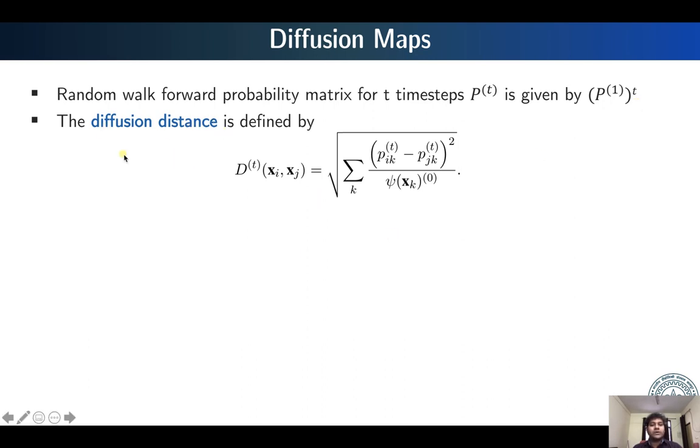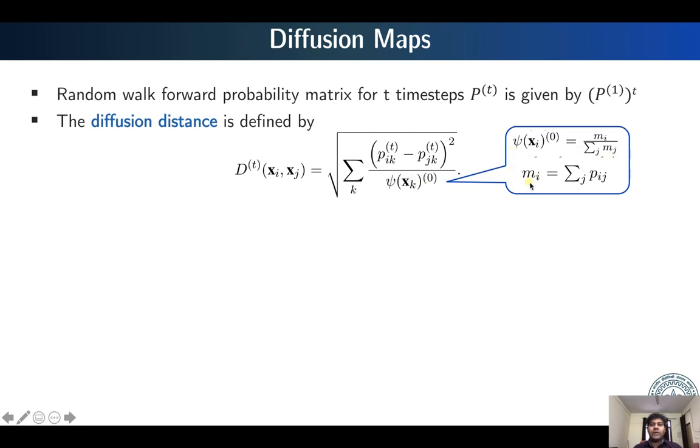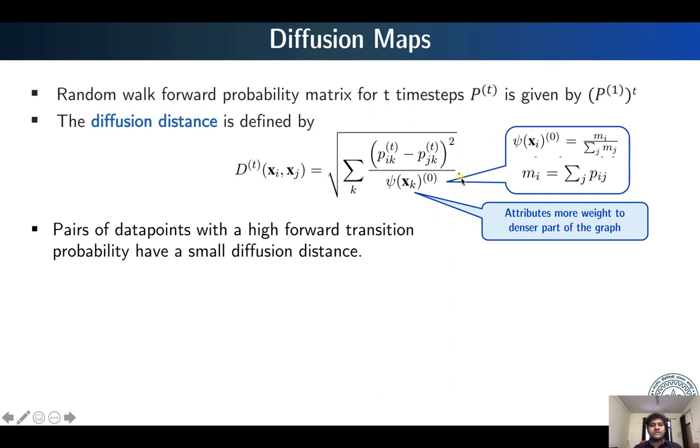Then the diffusion distance between two data points is given by this particular equation over here. You can see it is summing over all possible paths, based on this random walk, which consists of t time steps. In this equation, the denominator is computed like this, where m_i corresponds to the degree of the node, summing up all the probabilities associated with the edges. Essentially this attributes more weight to the denser part of the graph, so it adaptively computes the diffusion distance. The data points which have very high forward transition probability will have a small diffusion distance.